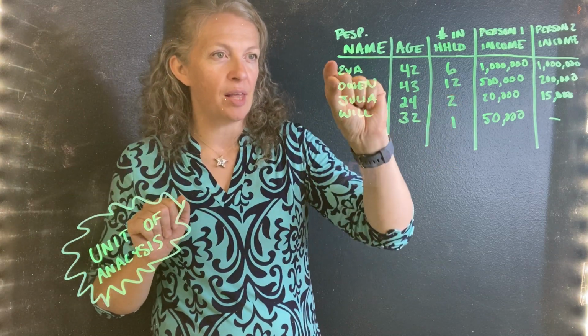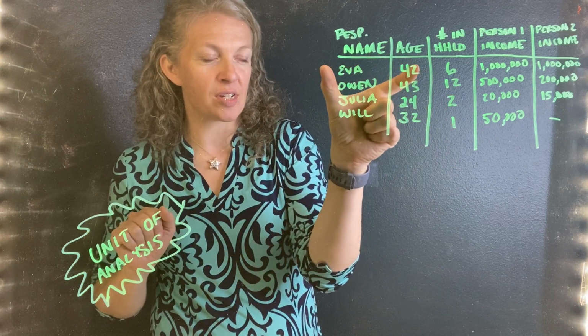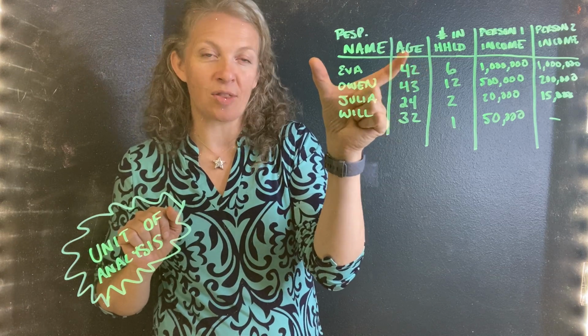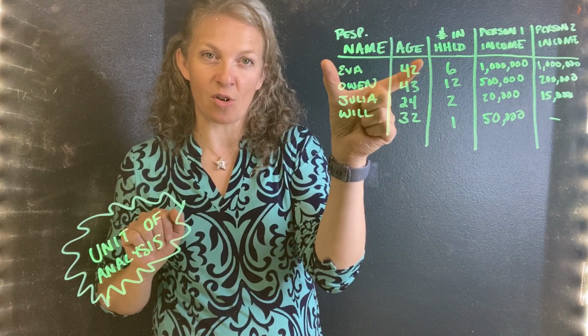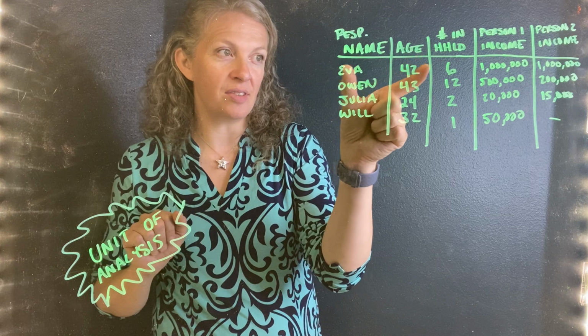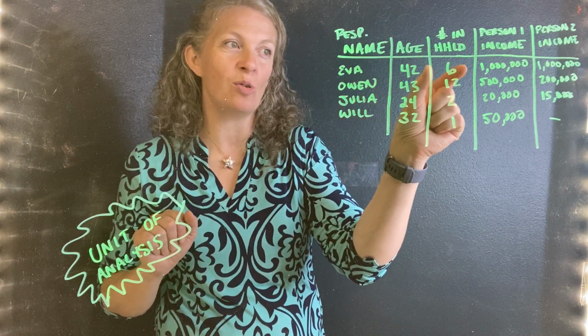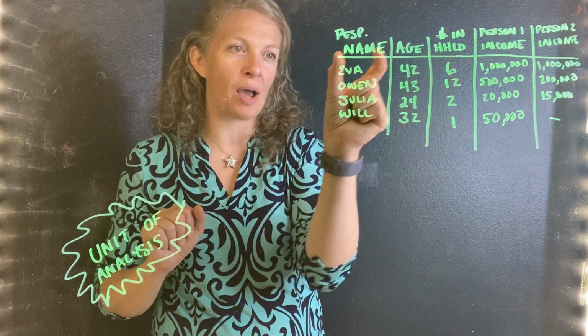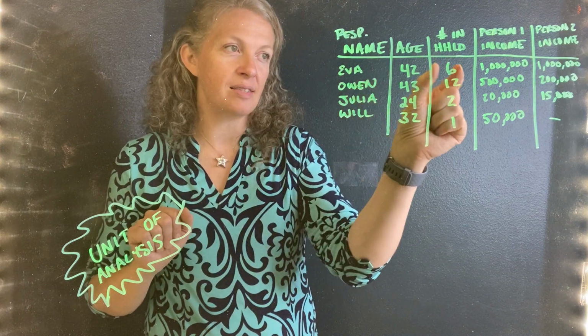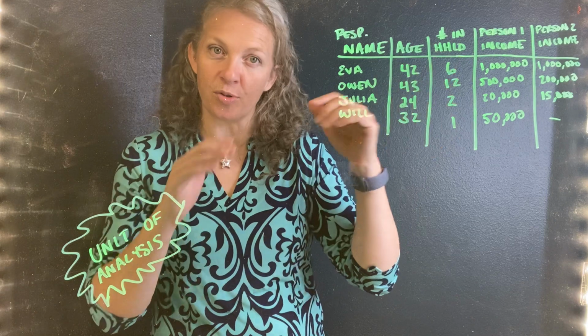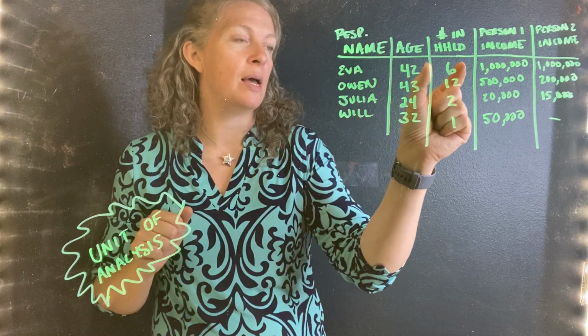So for example, this information at first, the name and age, that's the respondent. That's your unit of analysis here. But then all of a sudden we skip over to household level information. So this is no longer information just about the person. This is now information about the household. So we're mixing units of analysis.